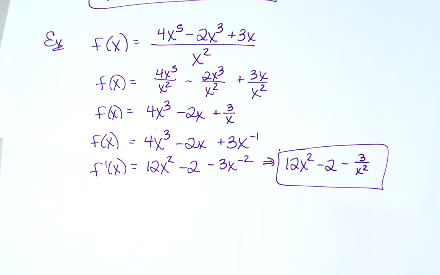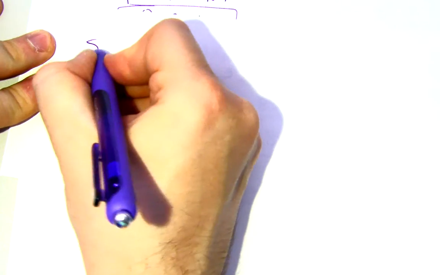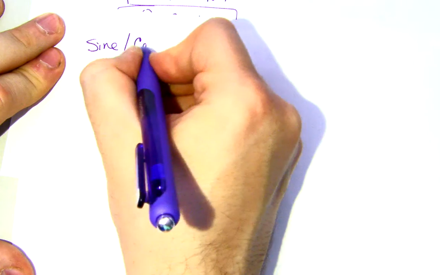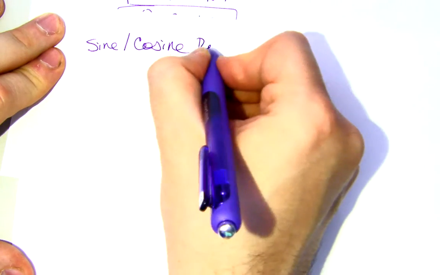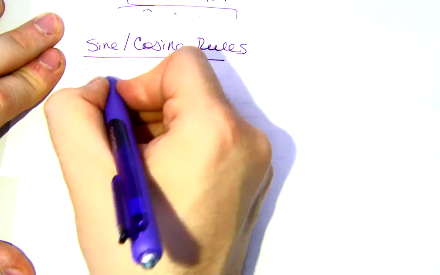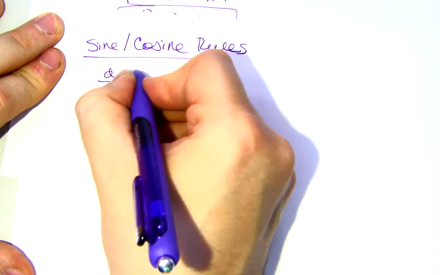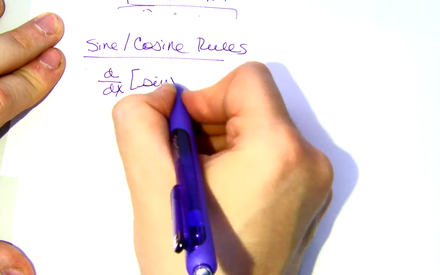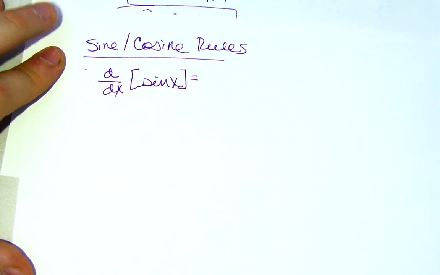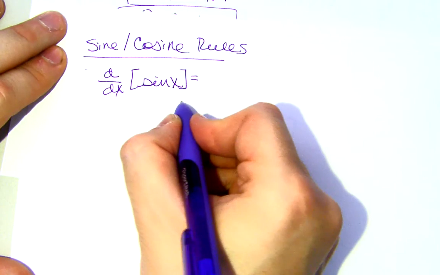How are we doing? You with me? Little nicer than the last 2 days, maybe? Possibly. Trig. Derivatives of sines and cosines. Okay, so sine and cosine rules. The derivative of the sine of x equals, not really sure. Let's see.